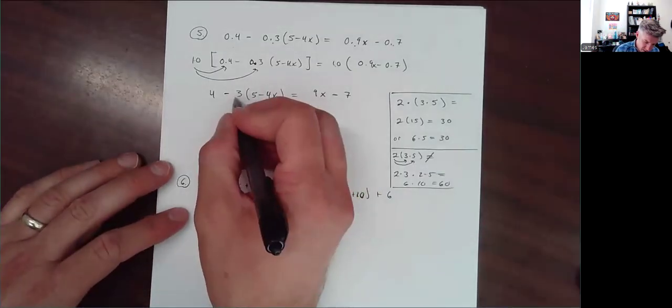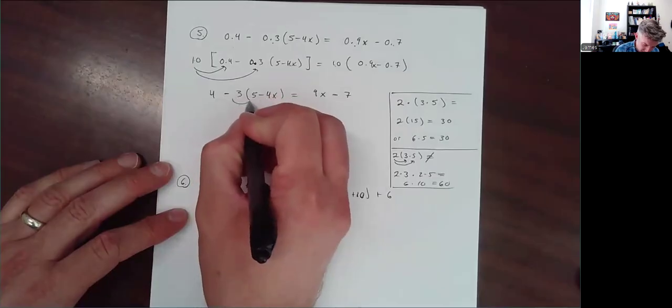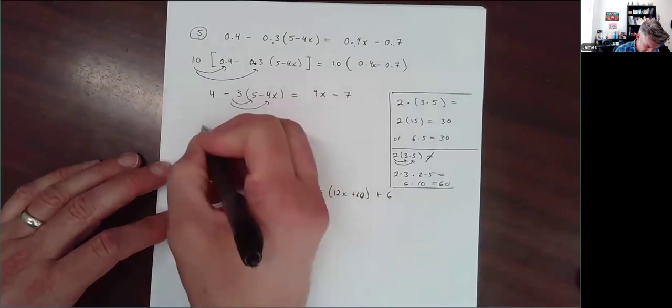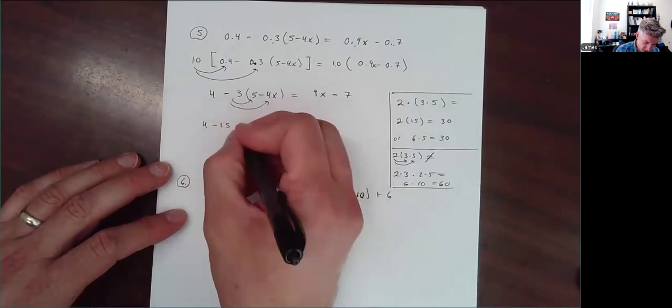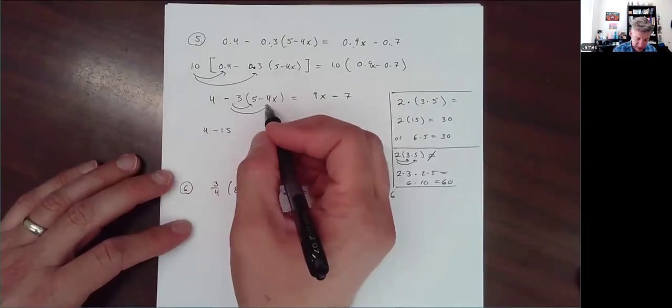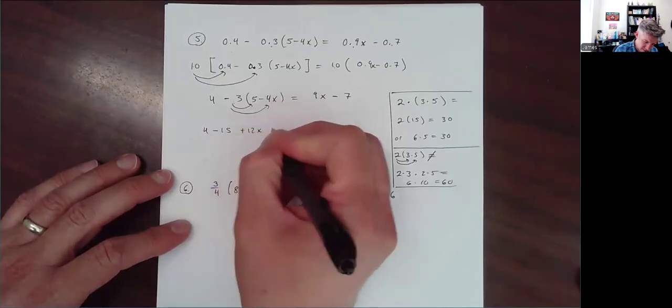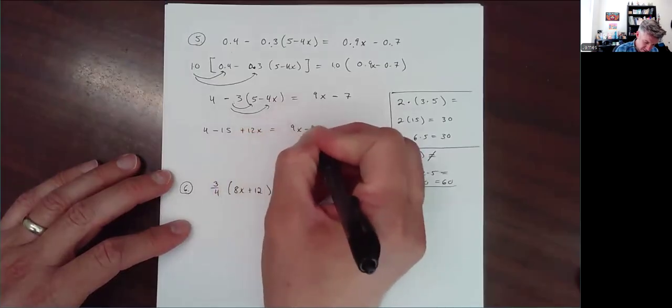I'm going to distribute the negative 3 to each of these terms. So it's going to be a 4 minus 15, and a minus 3 times a negative 4x is a plus 12x, equals 9x minus 7.